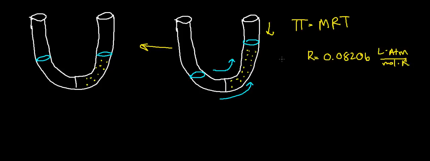And the last thing I want to talk about is how to calculate the osmotic pressure. This pi symbol is the osmotic pressure, M is molarity, R is the universal gas constant, and T is temperature.